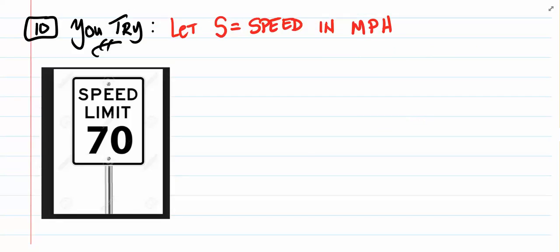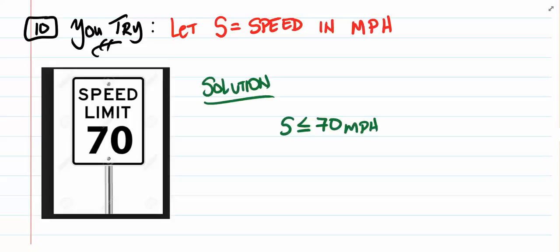Last box is a you try. If I define the variable for you as s, let s equal the speed, how could you write an inequality that would reflect this speed limit sign? Hopefully you saw that s needs to be less than or equal to 70 miles per hour. Otherwise, you could get a ticket.